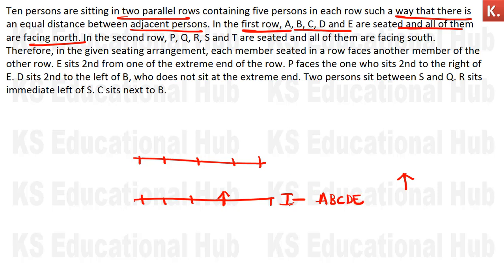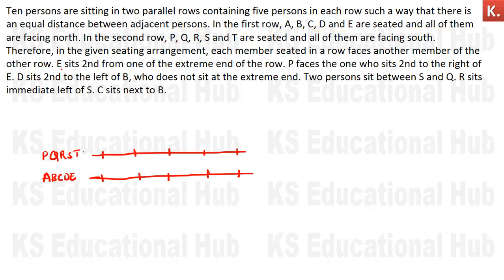In the second row, so if this is the first one, I can certainly say that this is the second one, right? In the second row, P, Q, R, S, T are seated and all of them are facing south. So this is row 2, so only P, Q, R, S, T will be seated in this row. Because these people are facing towards the south direction, they will be facing this direction. These people's left is this and these people's right is this. So these people's left is left, right is right. Okay. So therefore in the given seating arrangement, each member seated in a row faces another member of the other row. That's the final thing, right? Now let us solve it.